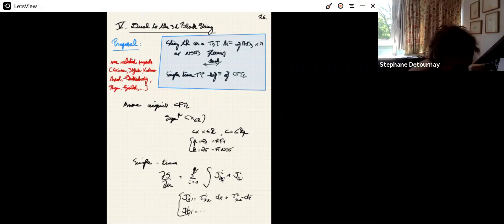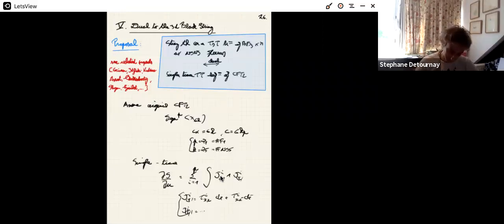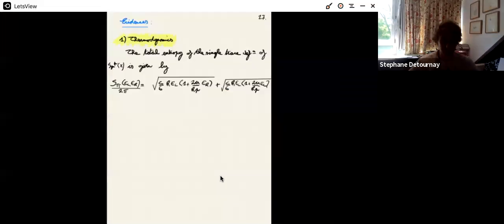So this is the single trace deformation. We take each copy, do a TTbar deformation of it, and do the symmetric product. Okay, so what is the evidence for this proposal? The first evidence comes from the thermodynamics.